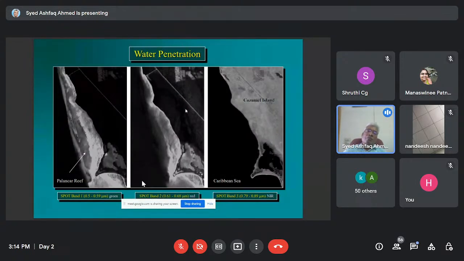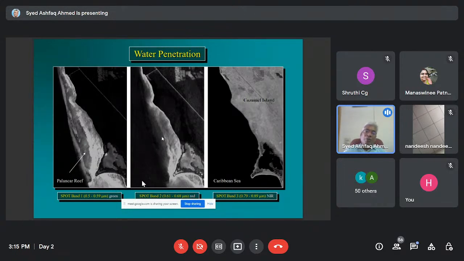And the water penetration, you can see the penetration of water. There are three different diagrams here. And at the bottom, if you can see here, there are three different wavelengths, one in green wavelength, one in red wavelength, and another one is NIR. So with these three different wavelengths, you can see the distinction between the water as well as the land. You can see this is the land, if you can see my cursor here, and this is the water body, which can be clearly delineated in near infrared region. Whereas in the other regions, you can see the land simultaneously with the water.